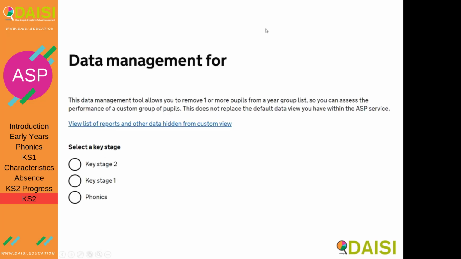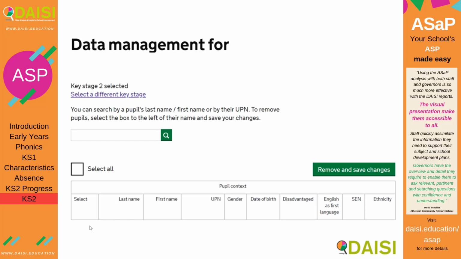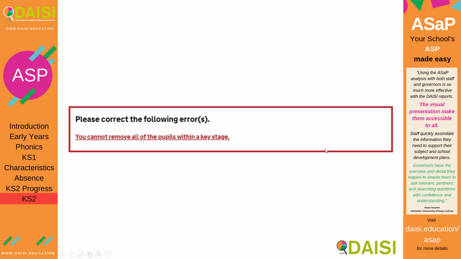So if we click on data management, we can select a particular key stage 2, key stage 1, or phonics. And then we have a series of names with tick boxes next to them. You are ticking pupils that you want to remove. So don't select all and then click remove and save changes, because you'll get the error message you can't remove all of the pupils within a key stage.